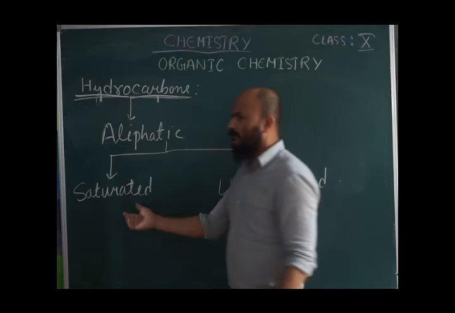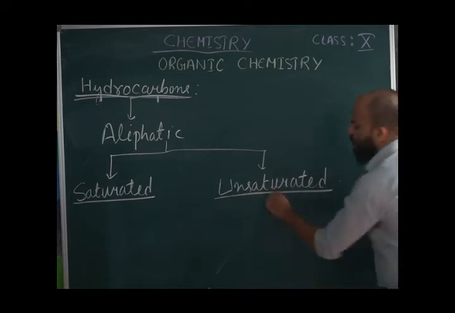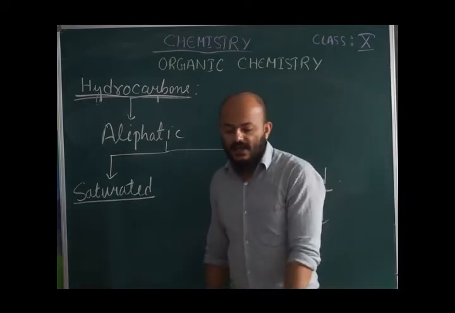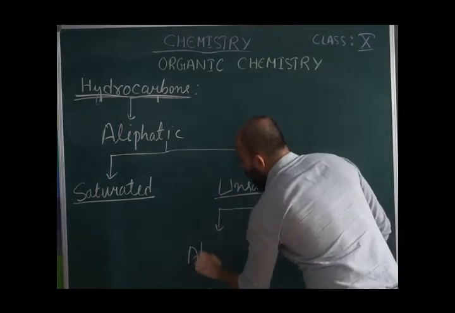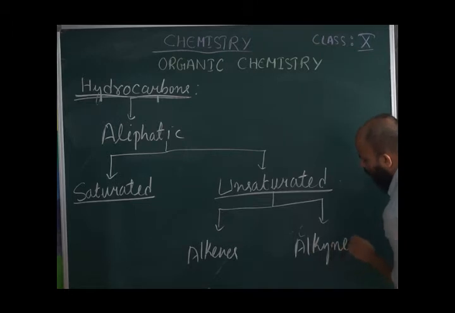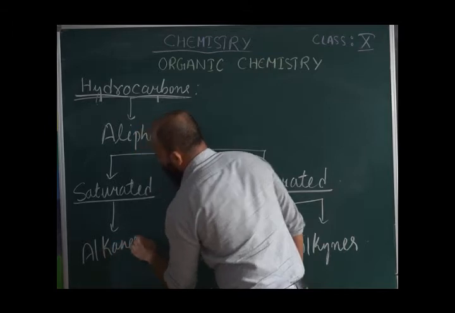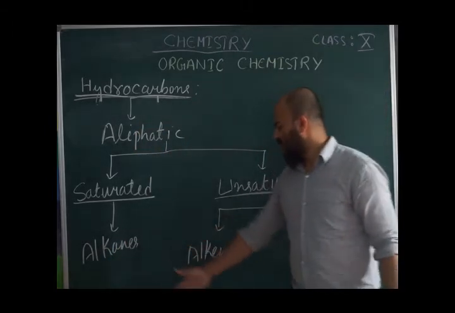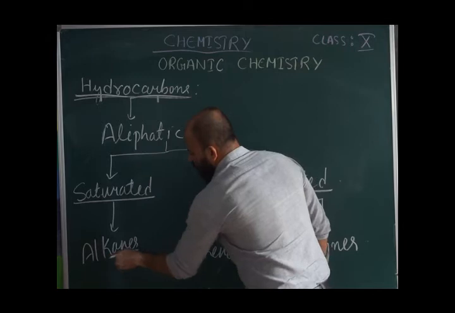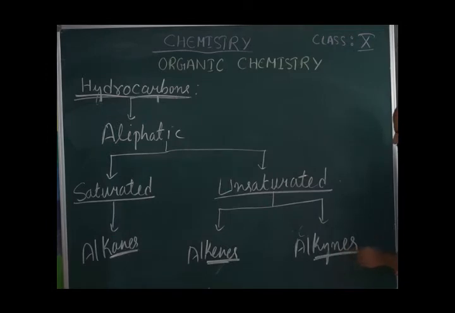Now this saturated hydrocarbon, we'll be discussing that in detail. This unsaturated hydrocarbon is further divided into 2 types, and that is alkenes and alkynes. Okay, so this is alkenes and this is alkynes. This saturated hydrocarbon is alkane. So you have to remember this name: alkanes, alkenes and alkynes. Look at the spelling here: ANES, this is ENES, this is YNES.